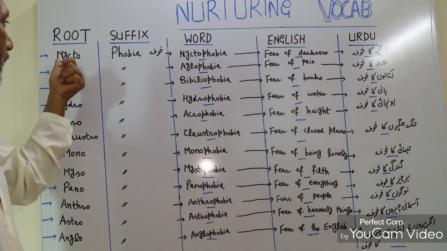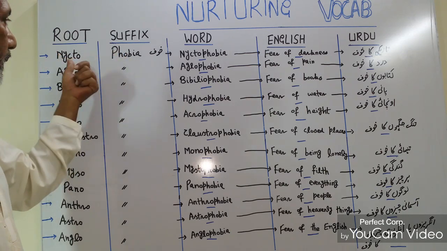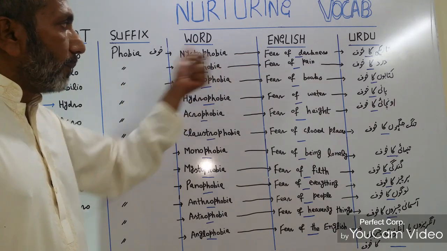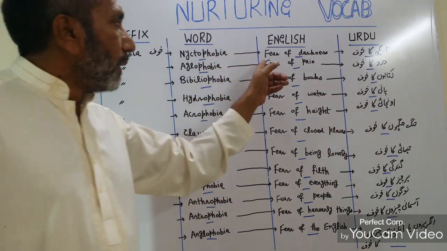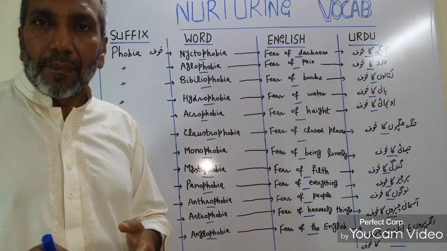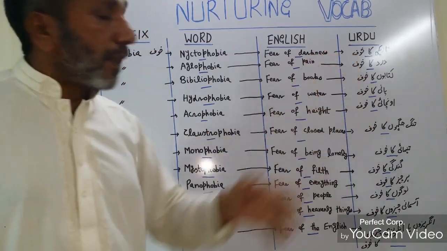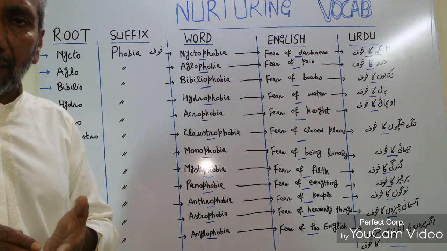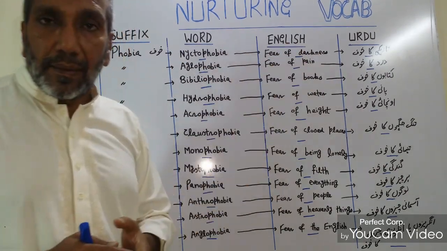So if we add necto before phobia, when we combine these two, it becomes nectophobia. Its meaning is, as you can see over here, fear of darkness. Some people are afraid of darkness. In simple Urdu, it means tariki ka khauf. So necto means something related to darkness, and phobia means fear. So nectophobia means fear of darkness.